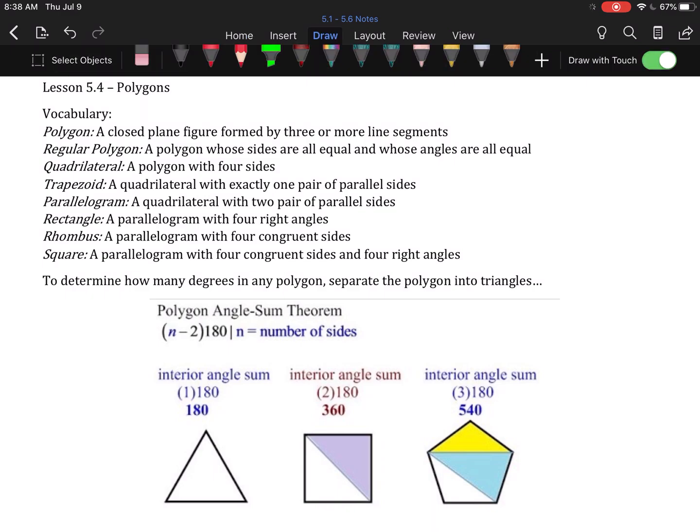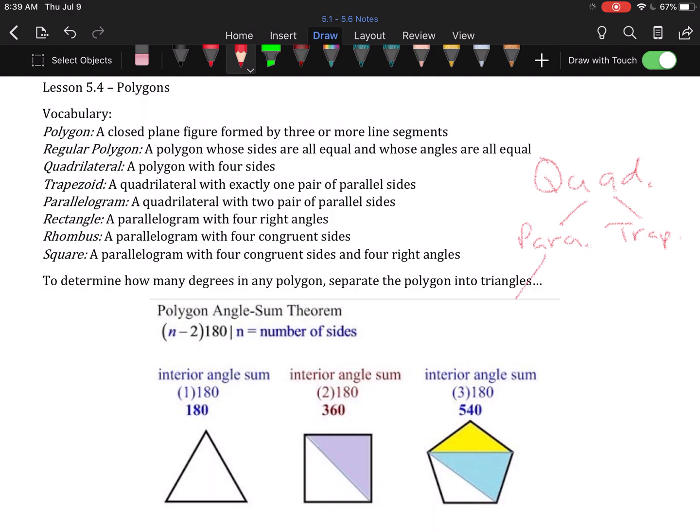Next we have the definitions for what I call the family tree. So at the very top we have quadrilateral, which is any four-sided shape. Now, depending on some characteristics, a quadrilateral might be something else as well. It could be a trapezoid, which means it has one set of opposite parallel sides. And it could be a parallelogram, which means it has 2 sets of opposite parallel sides.